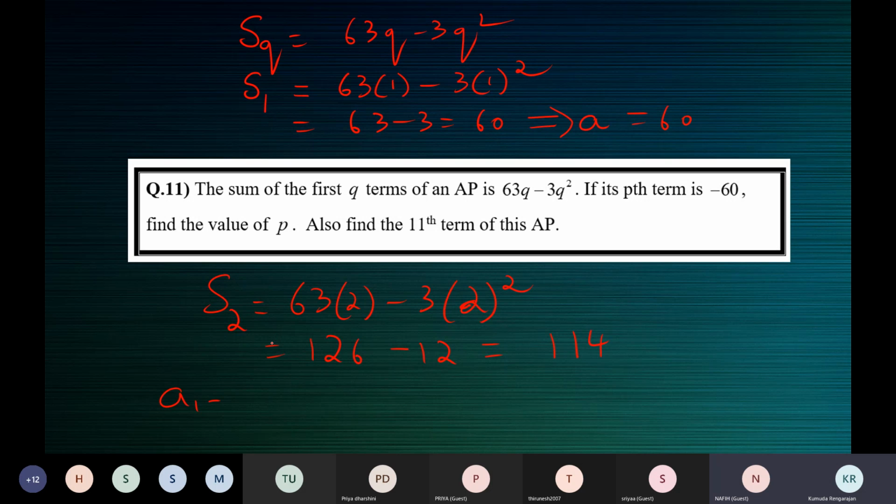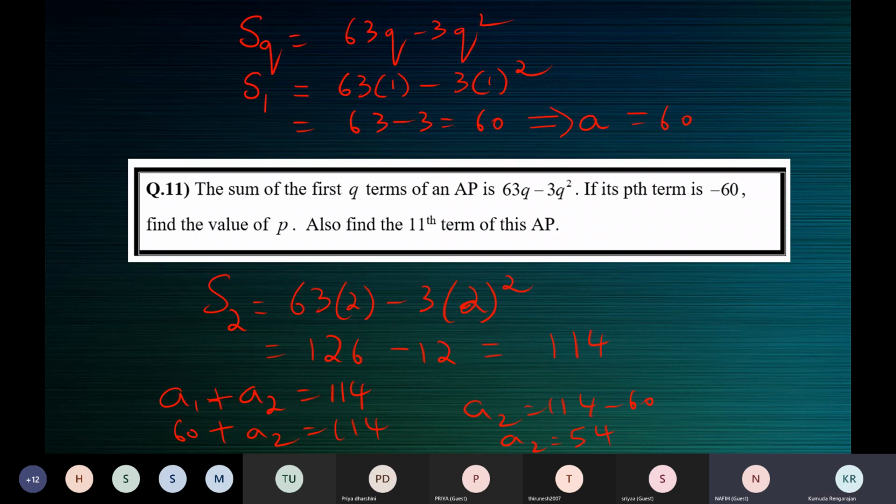S2 is not the second term. S1 is the first term, but S2 is the sum of the first and the second terms. A1 plus A2 is 114. 60 plus A2 is equal to 114. So A2 is equal to 114 minus 60. How much is this? 54. A2 is 54.